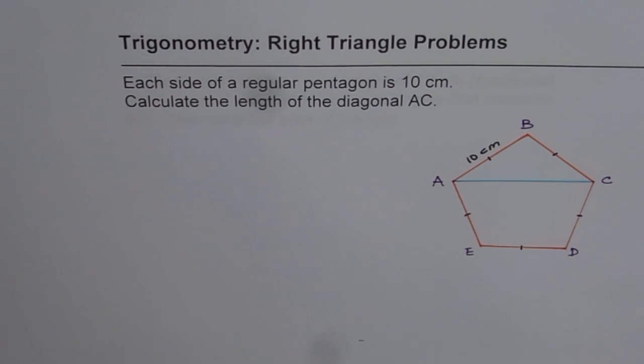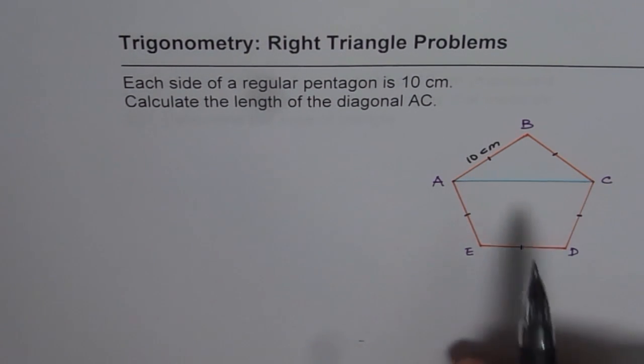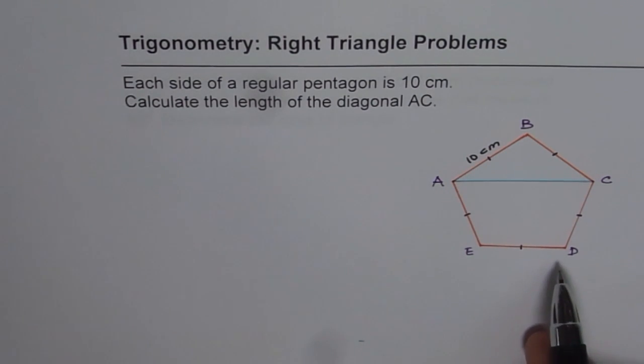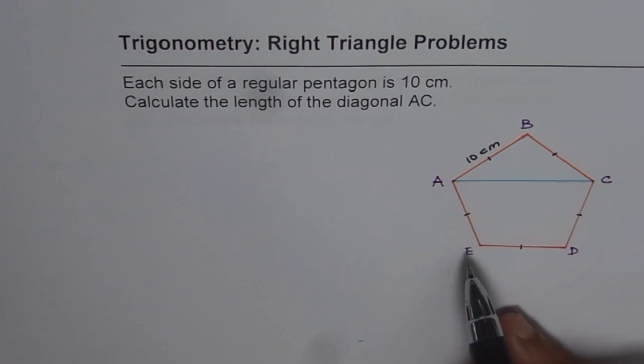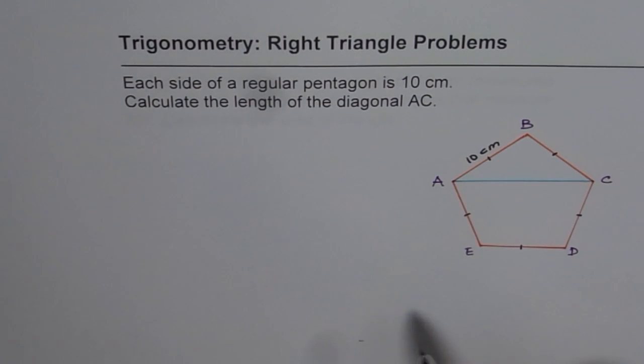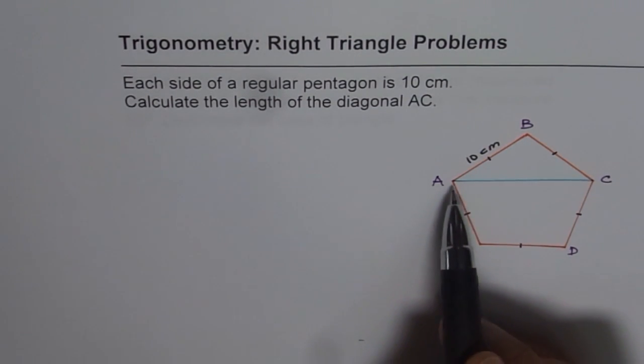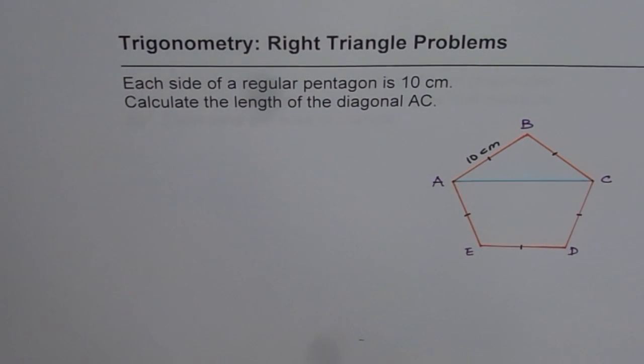Each side of a regular pentagon is 10 centimeters. Calculate the length of diagonal AC. Here is a regular pentagon. All 5 sides are of length 10 centimeters each. You need to calculate the length of the diagonal AC. You can pause the video, answer the question, and then look into my suggestion.